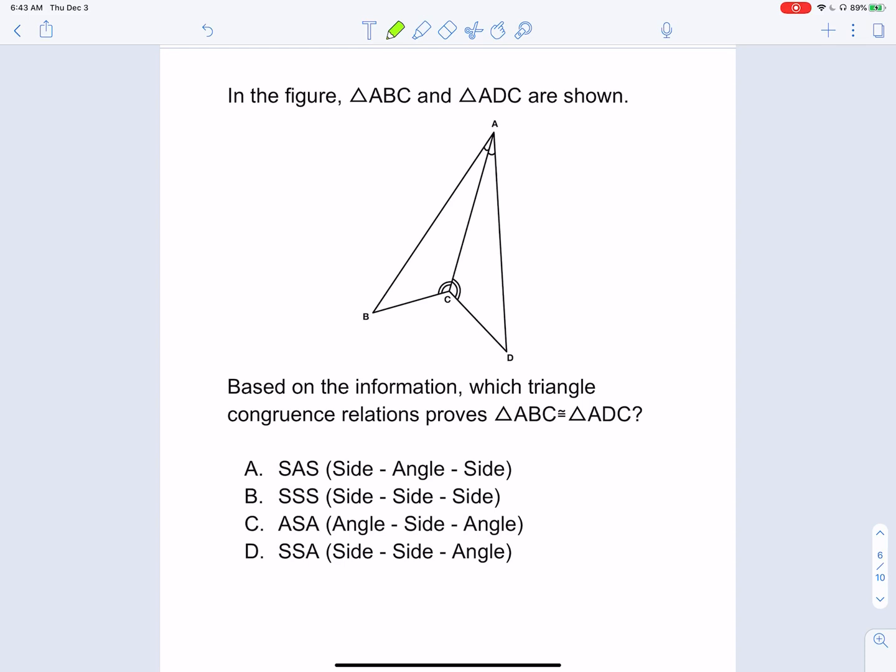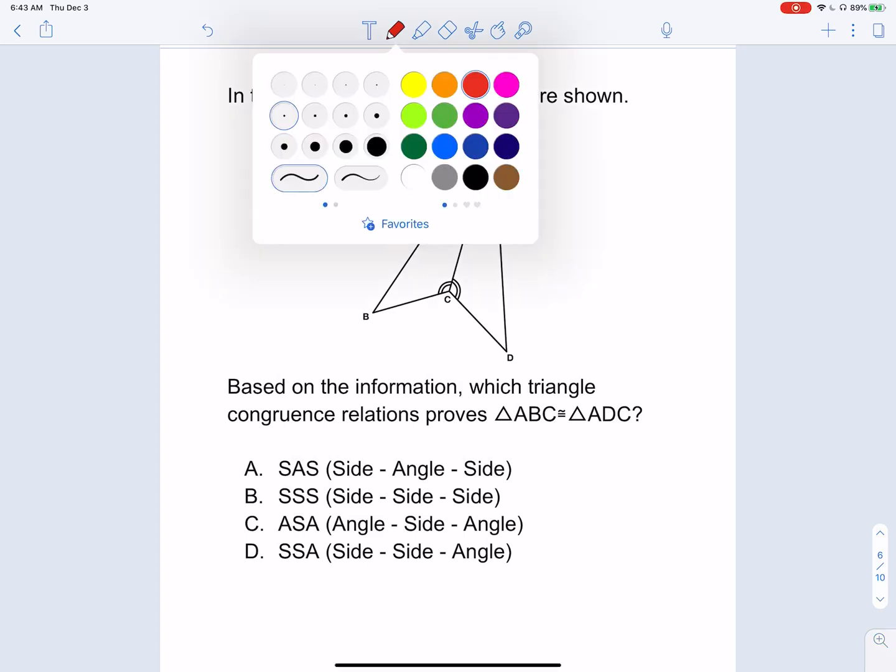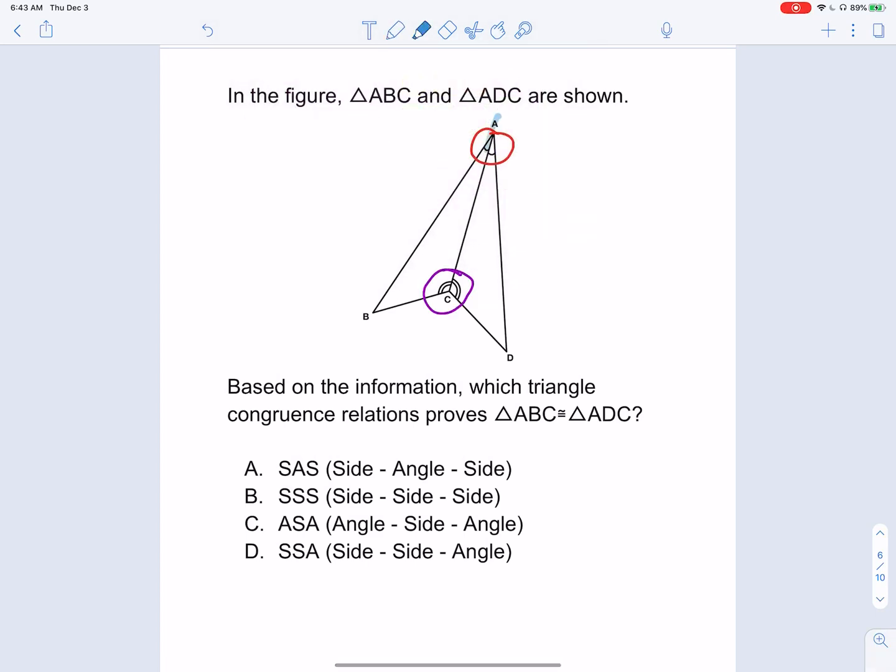All right, so in the figure, triangle ABC and triangle ADC are shown. Based on the information, which triangle congruence relationship proves triangle ABC is congruent to triangle ADC? Looking at the triangles you're given, I want you to determine what rule we would use. Very good. So we know these two angles are the same. We know these two angles are the same. And what do we know about this line again? It is the same. So you have angle, side, angle. That's what y'all should have gotten. So it would have been C.